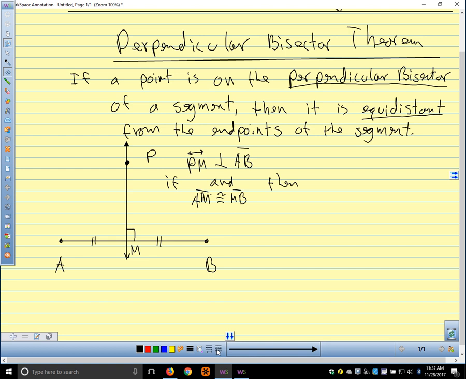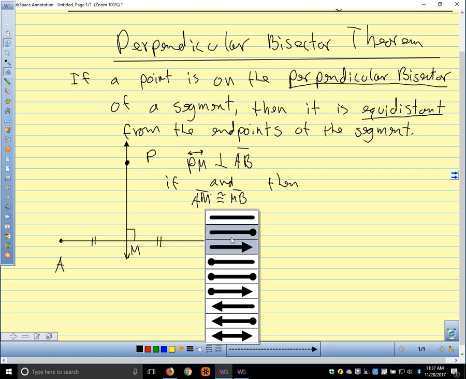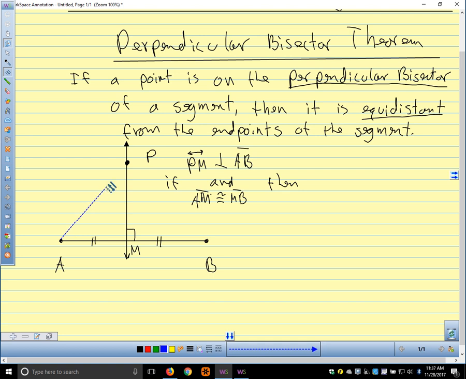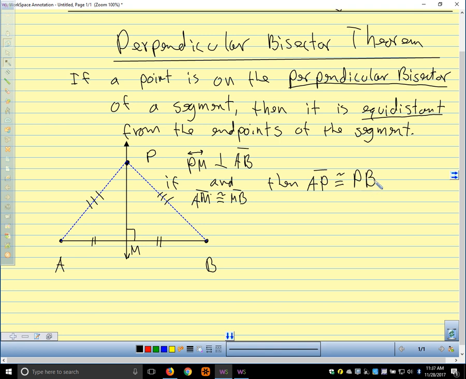If I draw in these segments, I'll do that in dotted line, in blue. If we draw in those segments from A to P and B to P, those are going to be congruent. Segment AP is going to be congruent to segment PB. So if this point P is on that perpendicular bisector, the distance from P to A and from P to B is going to be the same.